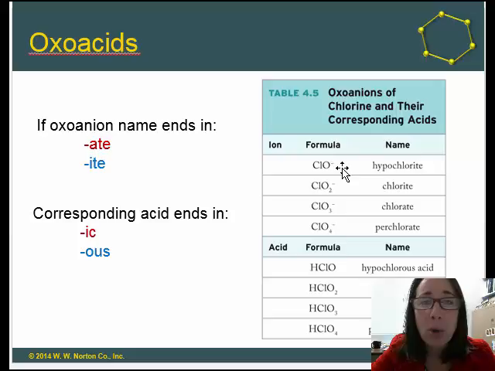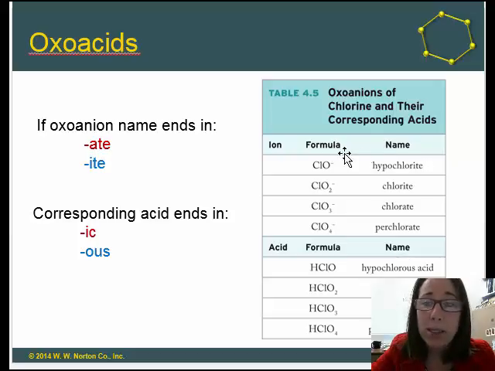So if we look at this table on this slide, we see the 4 chlorooxygen anions: hypochlorite, ClO-, chlorite, ClO2-, chlorate, ClO3-, and perchlorate, ClO4-. Each one of these ions has a -1 charge, so the formula of the corresponding acid will have 1 hydrogen. 2 of these polyatomic ions end in ite, and 2 of them end in ate. So there will be 2 acids that end in ic and 2 that end in us.